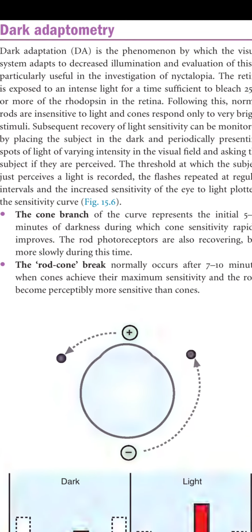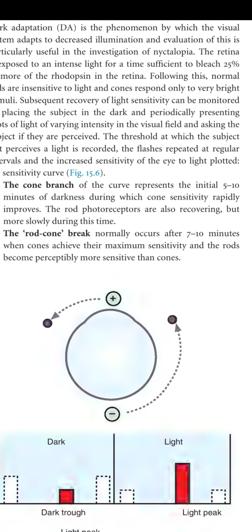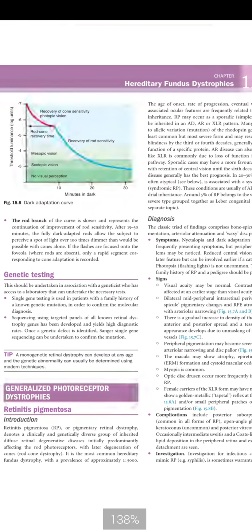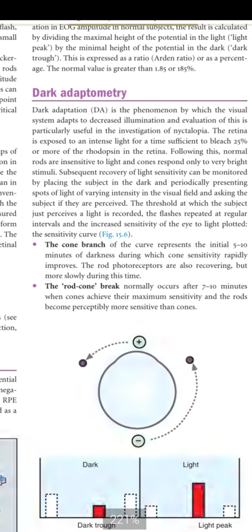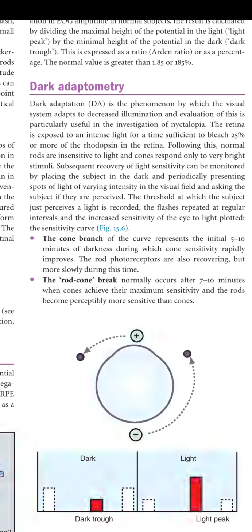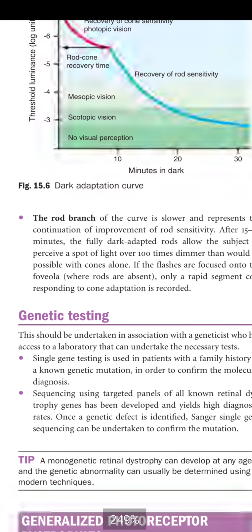The cone branch of the curve represents the initial 5 to 10 minutes of darkness, during which cone sensitivity rapidly improves. The rod photoreceptors are also recovering, but more slowly during this time. So this cone branch shows us that the cones are being recovered, but rods are recovering more slowly. The rod-cone break normally occurs after about 7 to 10 minutes, when the cones achieve their maximum sensitivity and the rods become perceptibly more sensitive than cones. So after 10 minutes the rods start becoming more sensitive.